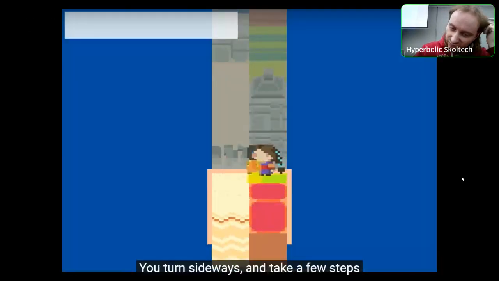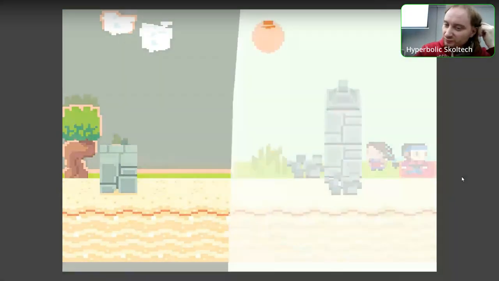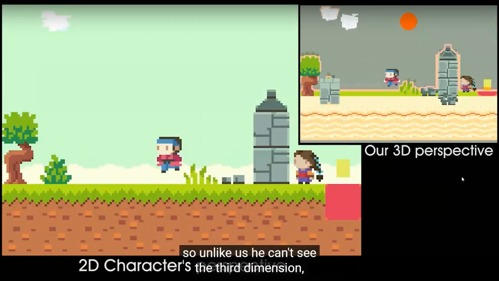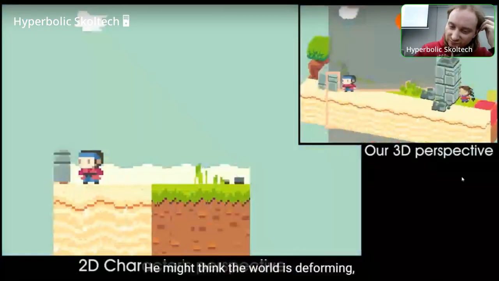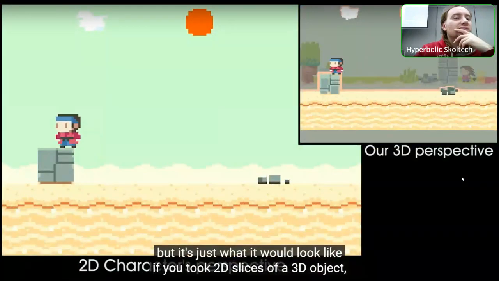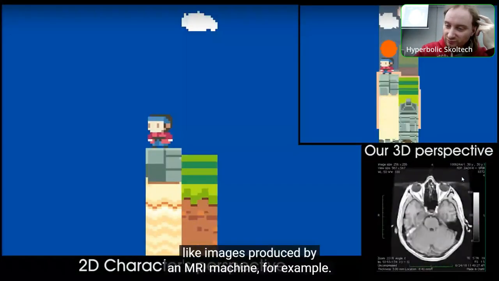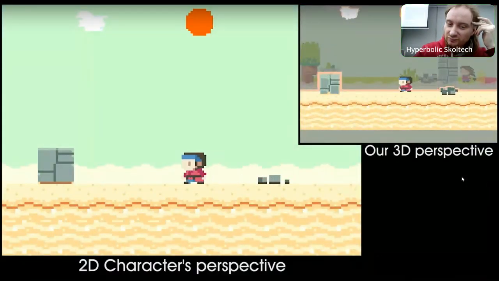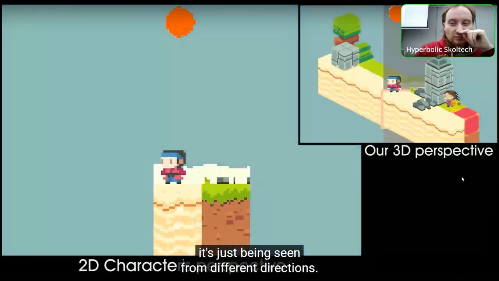You turn sideways and take a few steps to get back to where you came from and turn. Okay, this little tree character is only 2D, so I guess he can't see the third dimension. So what does he see when he turns sideways? He might think the world is deforming, but it's just what it would look like if you took 2D slices of 3D objects. The world isn't changing, it's just being seen from different directions.